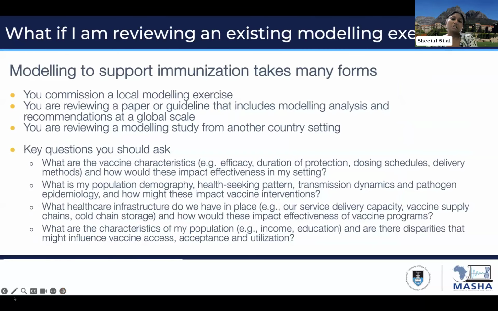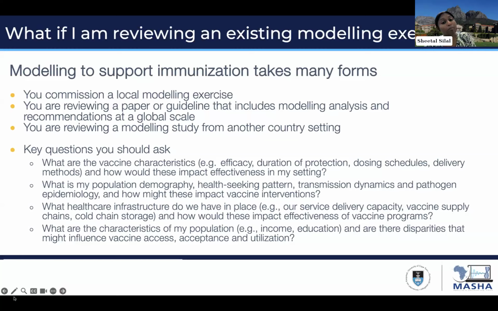So perhaps if we look at the last question then, because it's not always the case that you have the ability to be involved in a modeling study. Sometimes we have modeling evidence put before us that we weren't involved in. So we weren't able to be involved in a co-created way, even as I was just describing. So modeling to support immunization can take many forms. One is you request or commission a local modeling exercise for your setting, as was discussed just now.